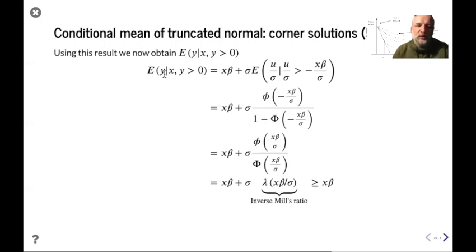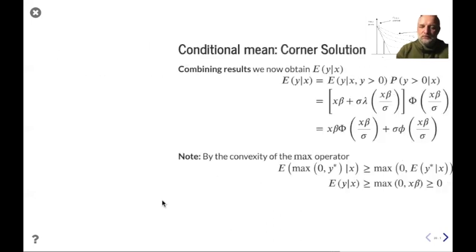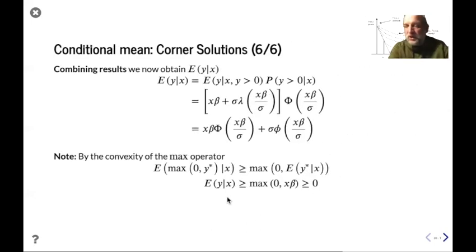And now you see that this conditional mean is x beta plus something. That means if we differentiate this with respect to x, we're going to get beta plus something that depends on x, because this is a nonlinear function. So we don't have a constant partial effect anymore, because of the nonlinearity of that conditional expectation. So that was the conditional mean of y when y is positive.